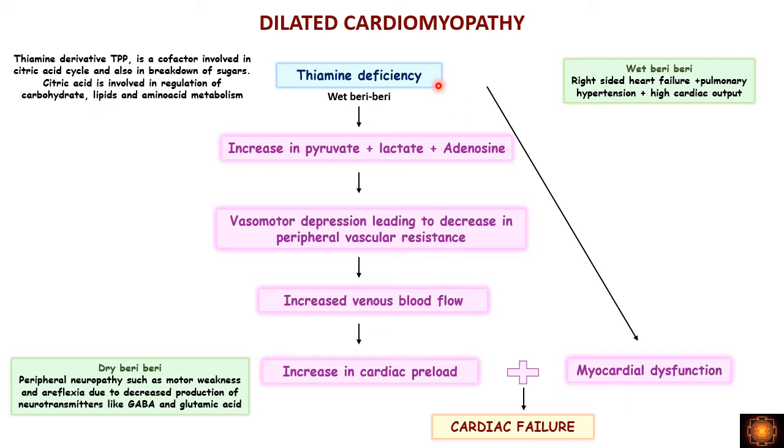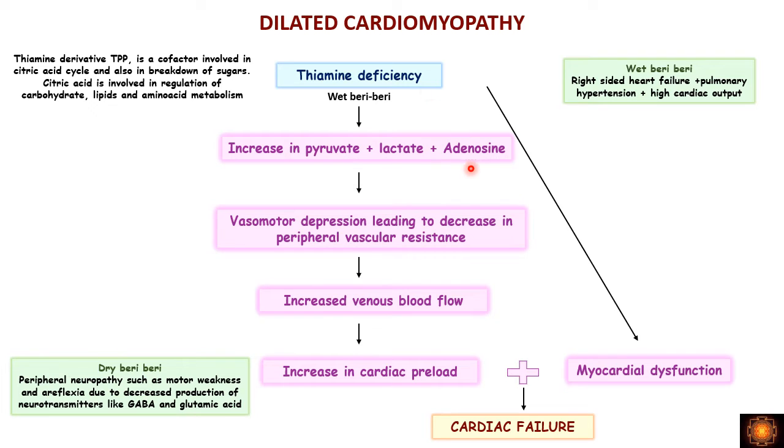Then the next one is beriberi, that is a thiamine deficiency. Now this thiamine forms a component of thiamine pyrophosphate, which acts as a cofactor for the citric acid cycle, and also it is used for the metabolism of carbohydrates, proteins and fats. So when we have a deficiency of thiamine, the metabolism of all these things and the citric acid cycle is affected. So we have an increase in pyruvate, lactate and adenosine. We have accumulation of these things when we have deficiency of thiamine.